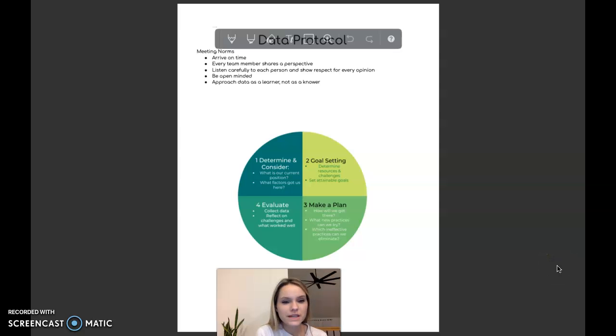So I put some meeting norms at the top. These could be adapted depending on the team who is using this protocol, but I just put some of my favorite norms that I think would be really beneficial for data analysis meetings.